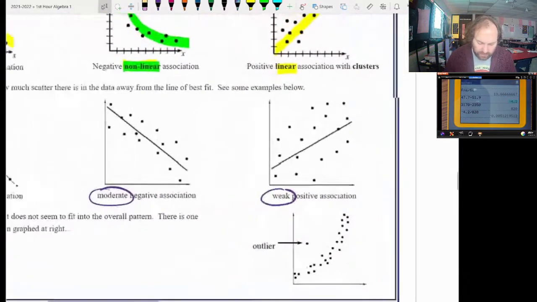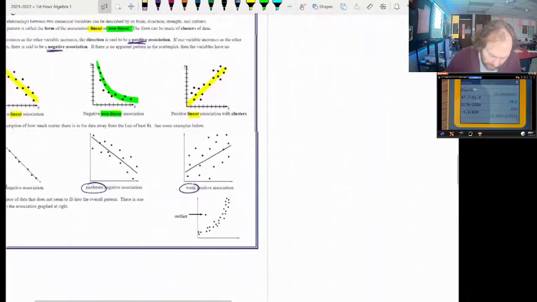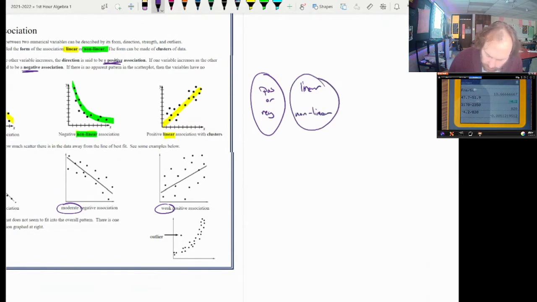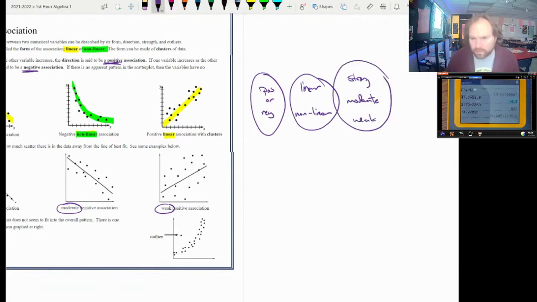So when it comes down to it, you're going to choose the following combination of things. You need to choose positive or negative, one from that column. Linear or nonlinear, you've got to choose one of those two words. And strong, moderate, or weak, you're going to choose one of those three words, basically.